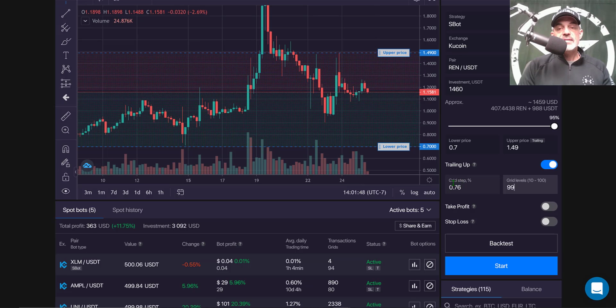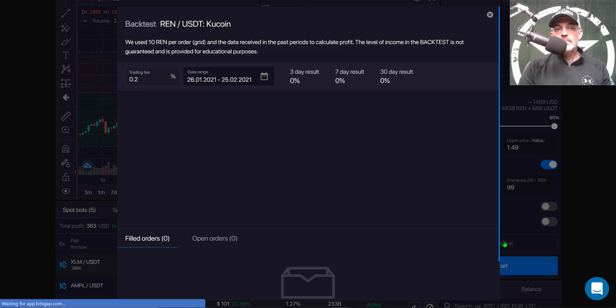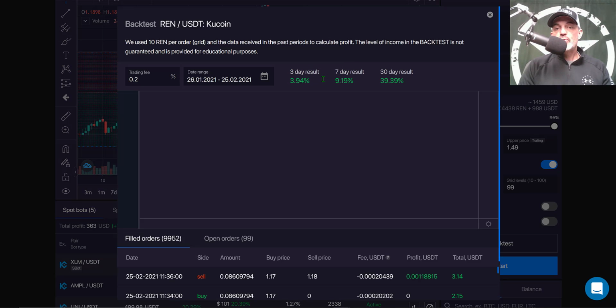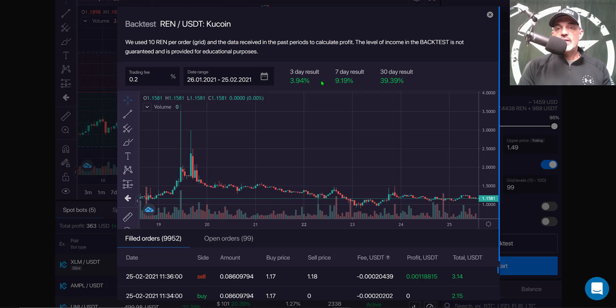And so I can't go with my grid spacing of 0.7 because I would exceed the number of grids that I could have on this particular bot. So I'm going to look at a grid spacing now of 0.76 and I have 99 grids. Let's run that back test again. And the back test actually improved a little. I have met the 1% a day results. Now keep in mind, back test results do not guarantee future results.